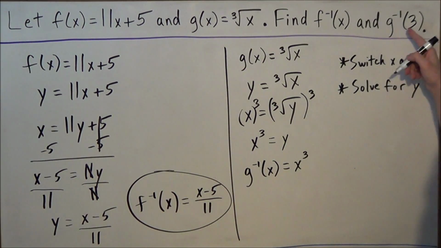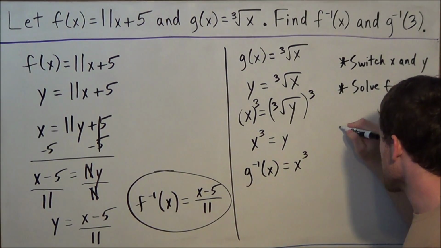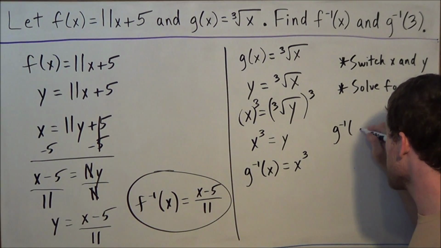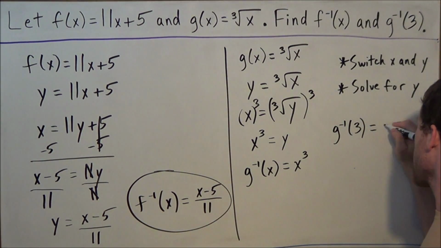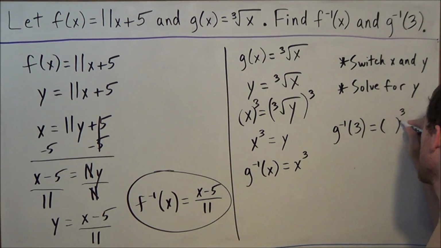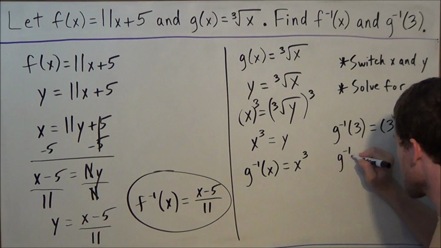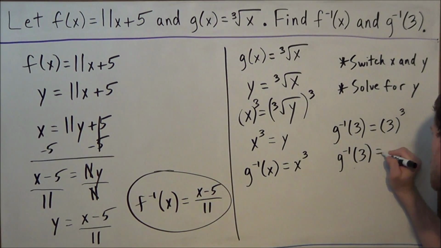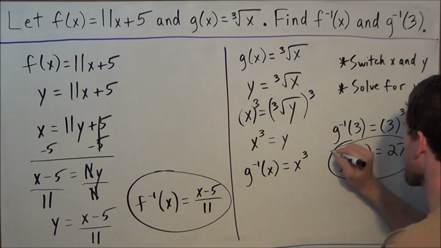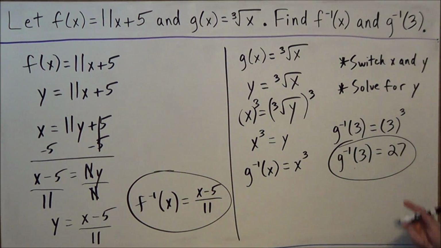But we want to evaluate this when x is equal to 3. So we're looking for g inverse of 3. So instead of x to the third power, we're going to replace the x with 3. And then when we solve this out, 3 times 3 times 3 is 27. So our final answer to the second part of this is going to be g inverse of 3 is equal to 27.